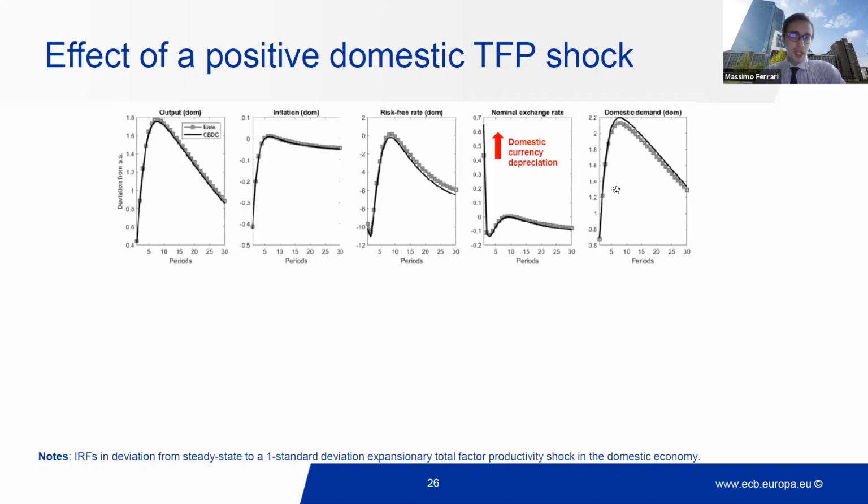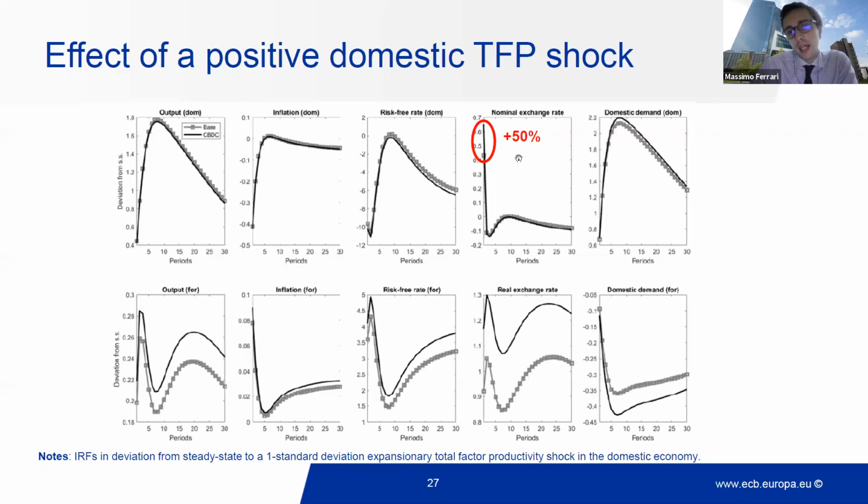As you see, very little is going on, except the exchange rate, which overshoots by about 50% more when the CBDC is introduced in the model. And now let's look at foreign variables. When we look at foreign variables, we notice that the foreign interest rate shoots up by about 30 basis points more in response to the same TFP shock. And this has a real implication in the foreign economy.